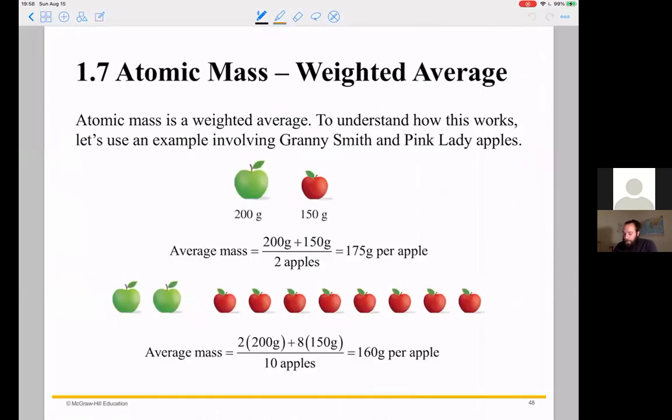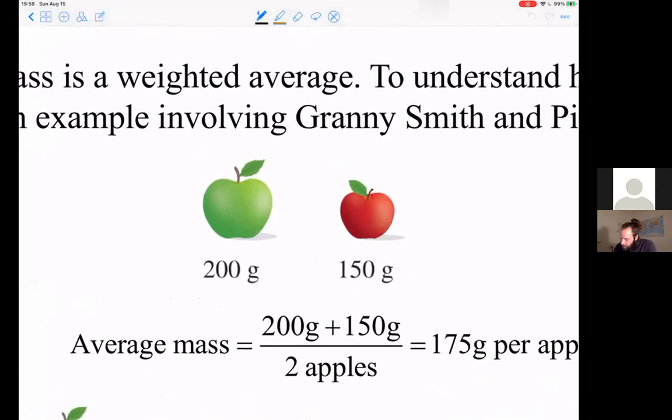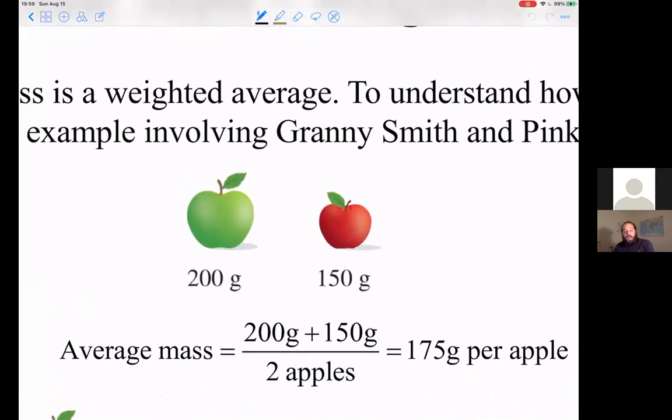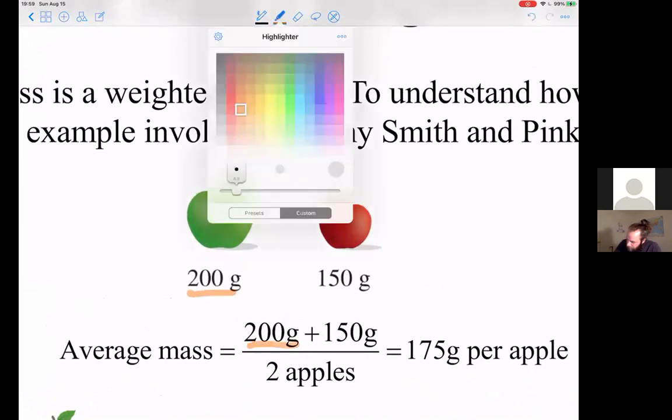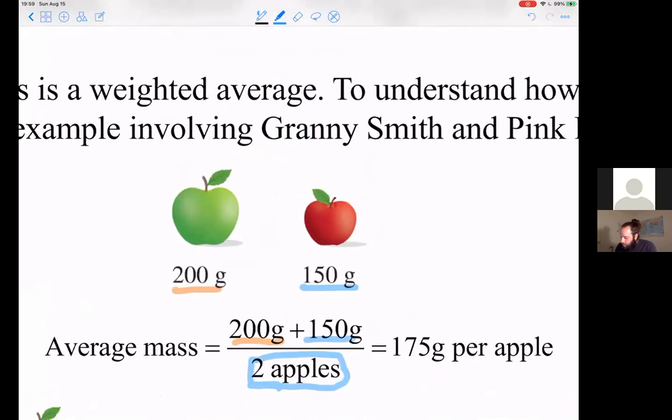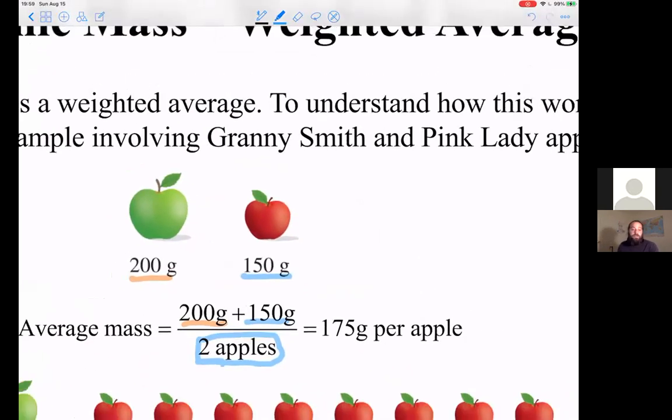Well, it's what's called a weighted average, but let's get there real quick. Let's think about just a normal average. Let's say that I had these two apples, and I wanted to know what the average mass of my apples was. I have two different types. One of them's bigger, one of them's smaller, but I just wanted to know on average. So I would take the mass of each of them, the 200 grams of my green apple, the 150 grams of my red apple, and then I would divide it by the total number of apples that I had, which would be 2, and that would give me 175 grams per apple.